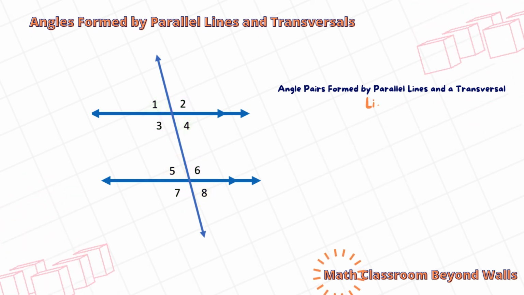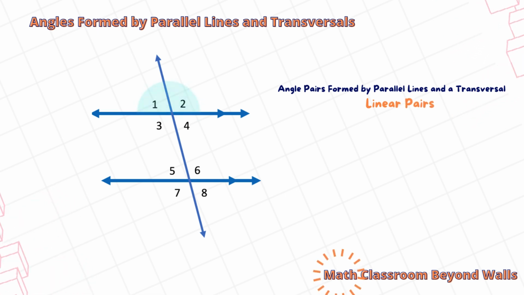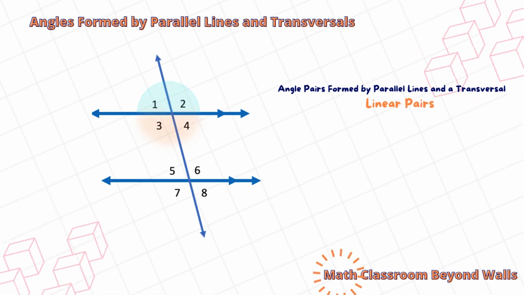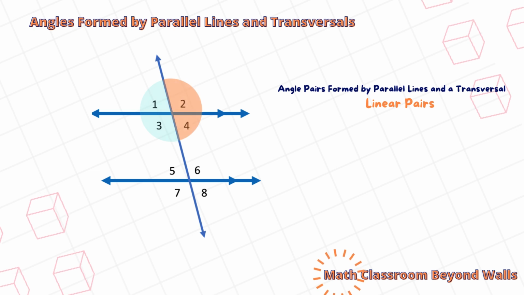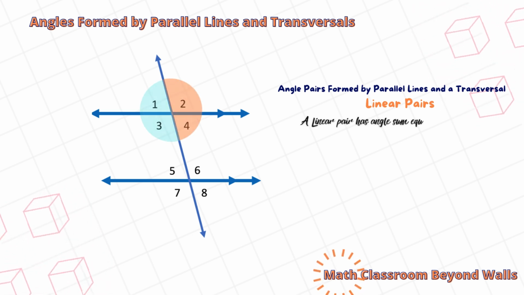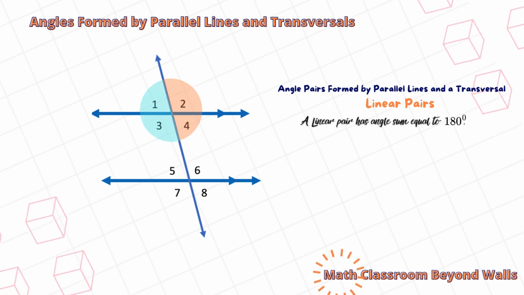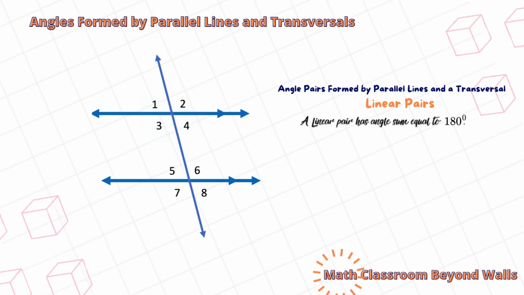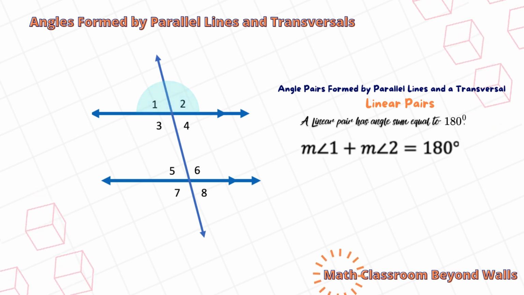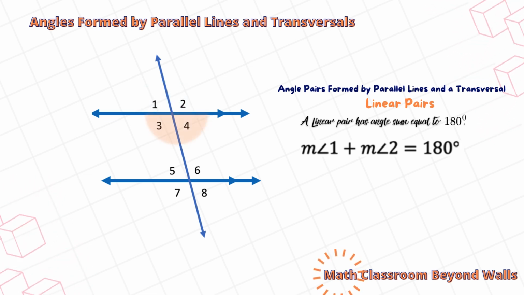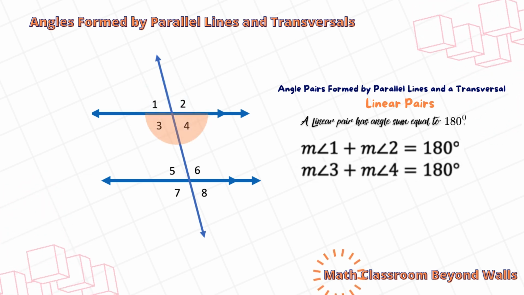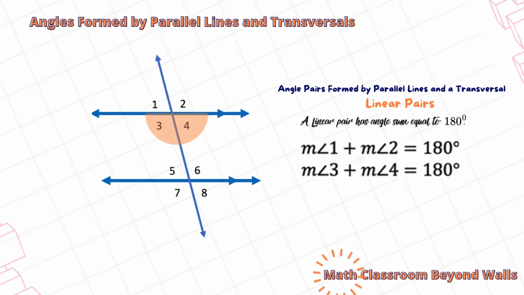Learners, we also have linear pairs here, like angle 1 and angle 2, angle 3 and angle 4, angle 1 and angle 3, angle 2 and angle 4. Recall that the measure of the two angles in a linear pair has a sum of 180 degrees. Thus, the measure of angle 1 plus the measure of angle 2 equals 180 degrees. The measure of angle 3 plus the measure of angle 4 equals 180 degrees.